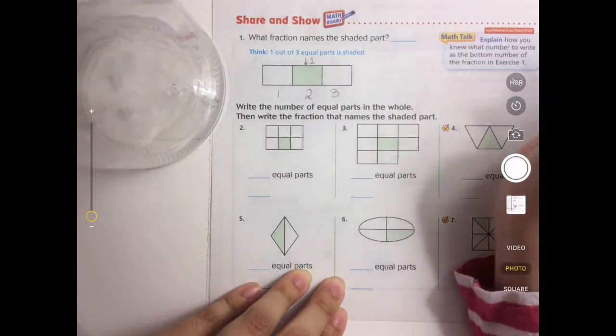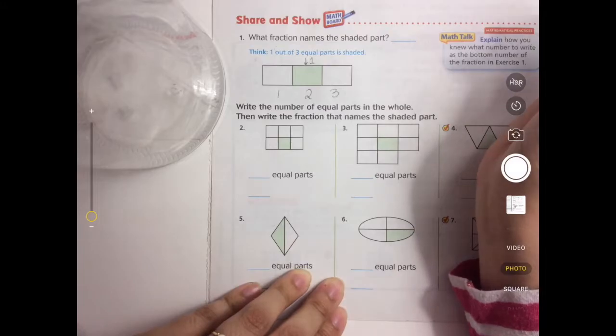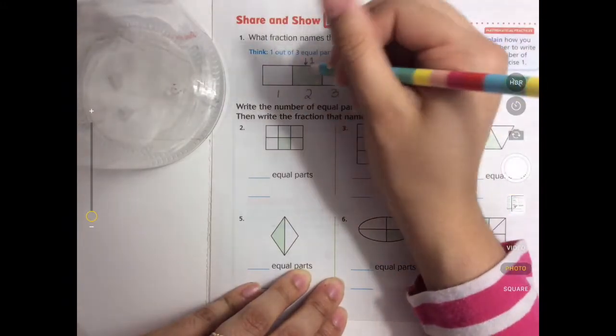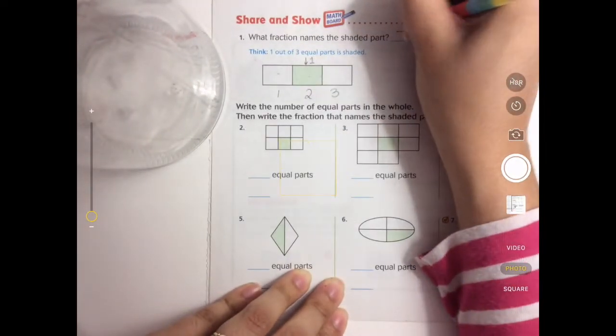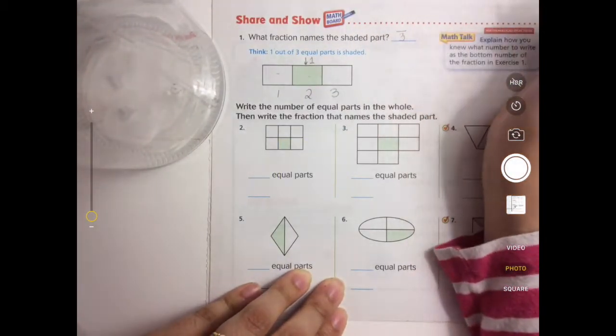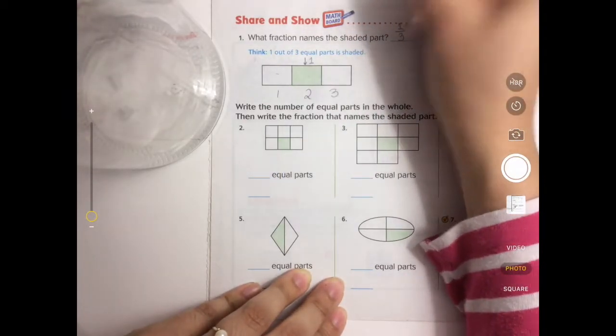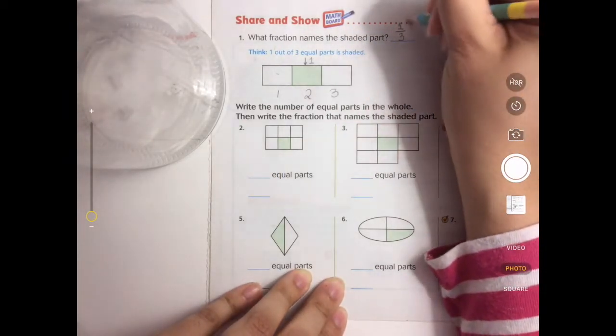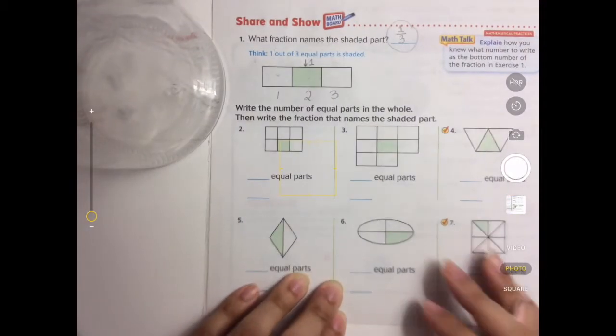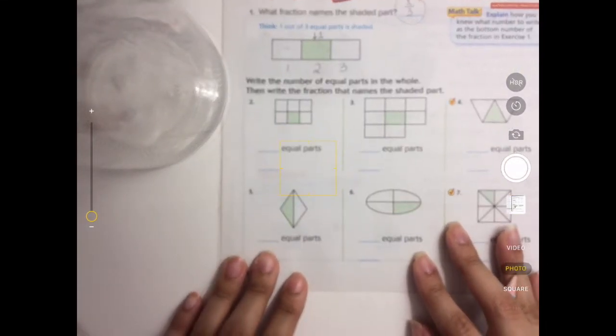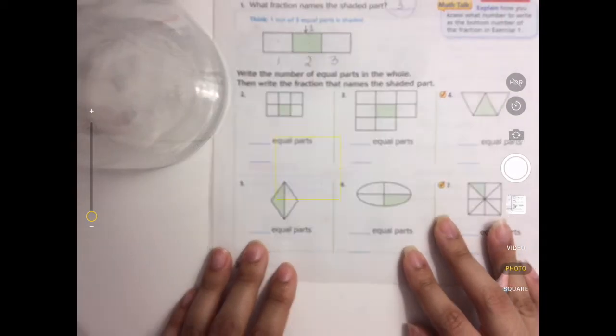One part is shaded. So that tells us our fraction right there. However many equal parts we have all together will be our denominator, and we have 3. And however many is shaded is our numerator, and we have 1. So this fraction right here is 1/3. Excellent. Pretty easy, right? I think so too.